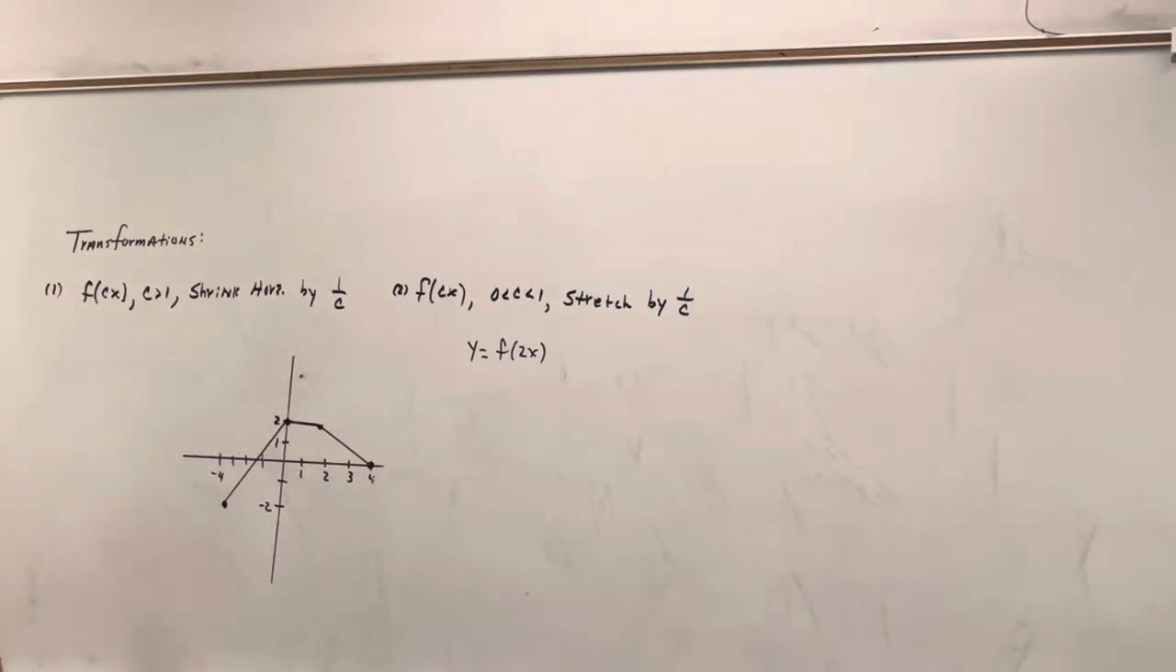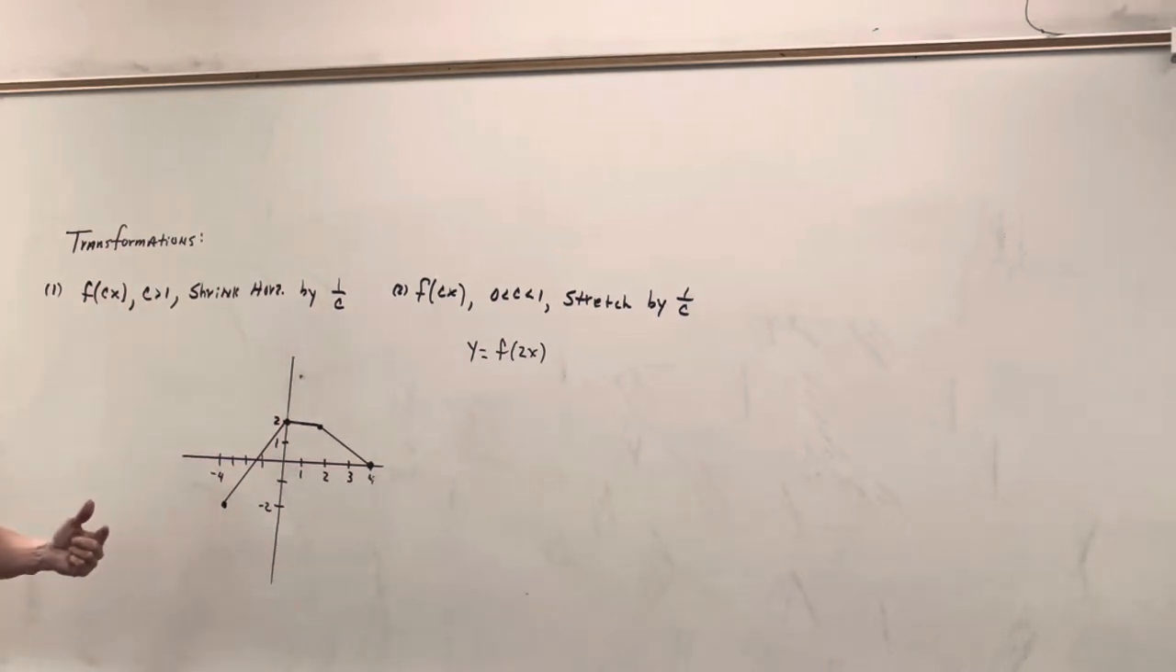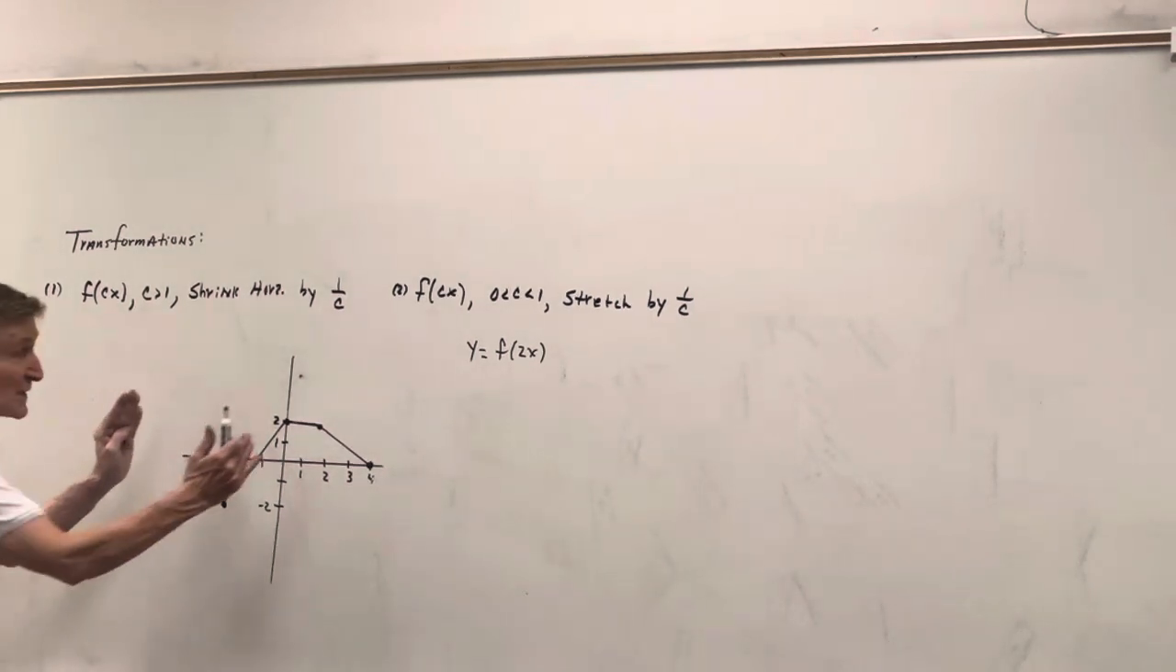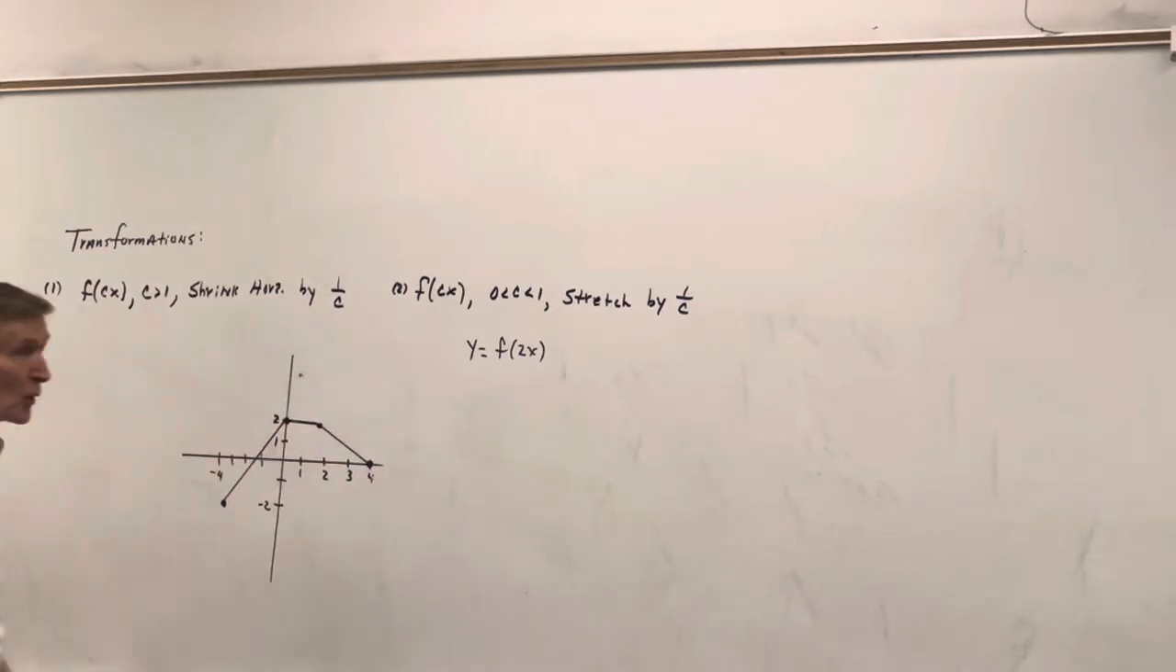So what should I do? I should try to shrink this graph by a factor of 1 over c. So when I finish up, if we do things correctly, this graph that you see on your handout should now shrink in horizontally, like this.